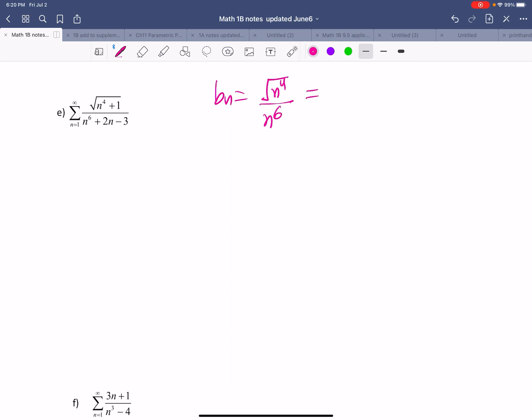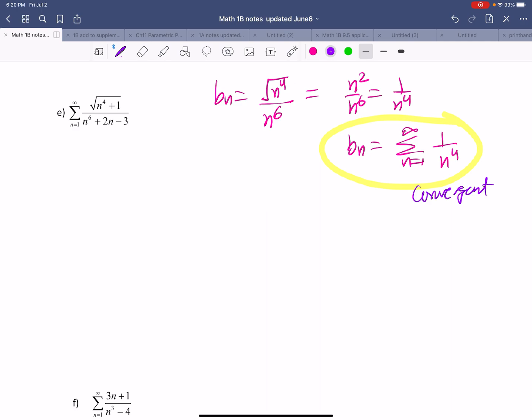So we're going to only be concerned about the leading terms of numerator and denominator. That would leave me with n squared over n to the 6, which is going to be 1 over n to the 4th. So my bn is summation n equals 1 to infinity 1 over n to the 4th. What do I know about this series? I know that this is a convergent p series. So I already know that this series converges.